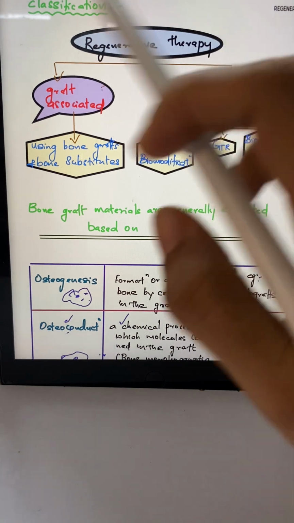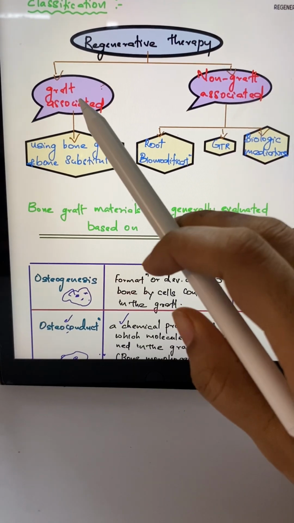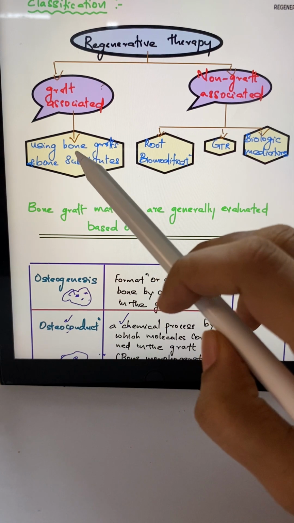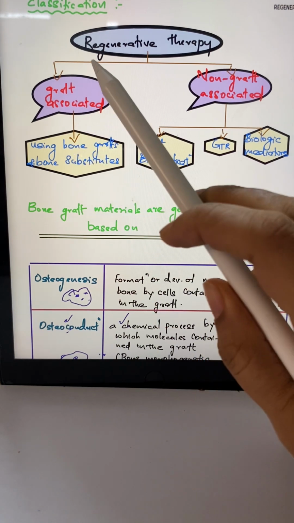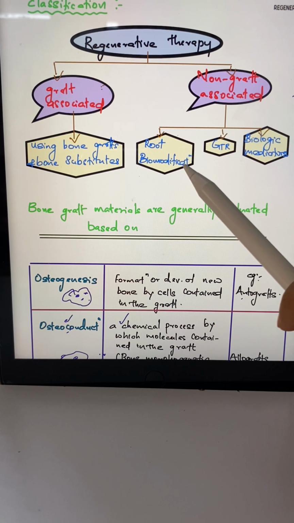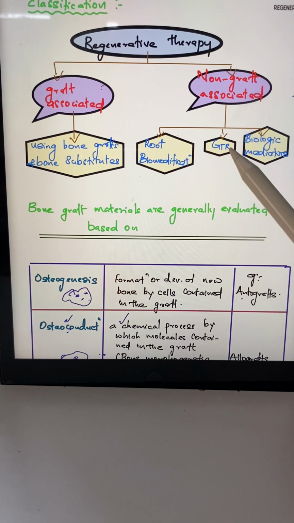This regenerative therapy is divided into two. One is graft associated, that means we need to place some graft or some bone substitute, and then we can achieve this goal. The other is non-graft associated, because here we are not using any grafts, like root biomodification, GTR, and biologic mediators. I'll explain about these three in coming videos.